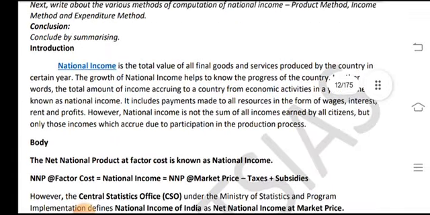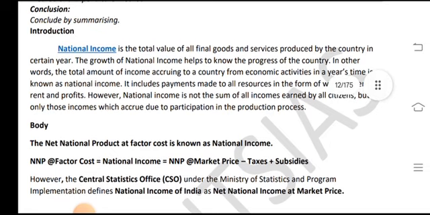National income is the total value of all final goods and services produced by a country in a certain year, and the growth of national income helps to show the progress of the country. In other words, the total amount of income accruing to the country from economic activities in a year's time is known as national income, and it includes the payments made to all the factors in the forms of wages, interest, rent and profits.